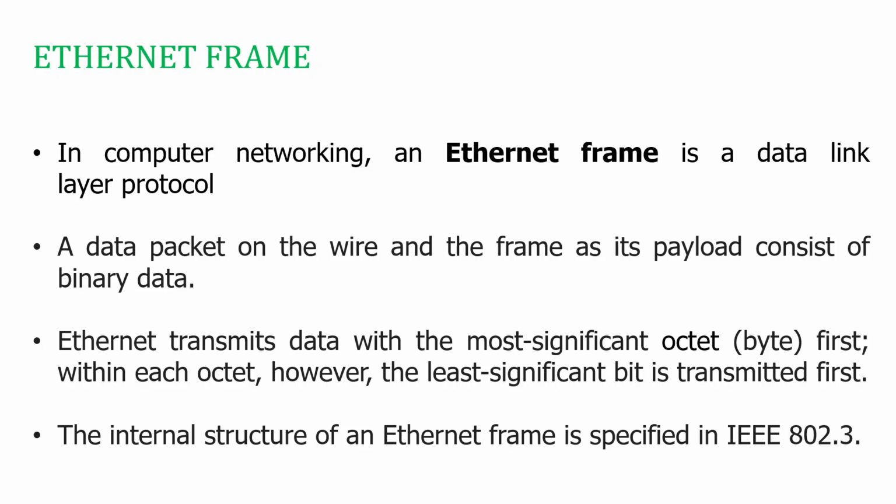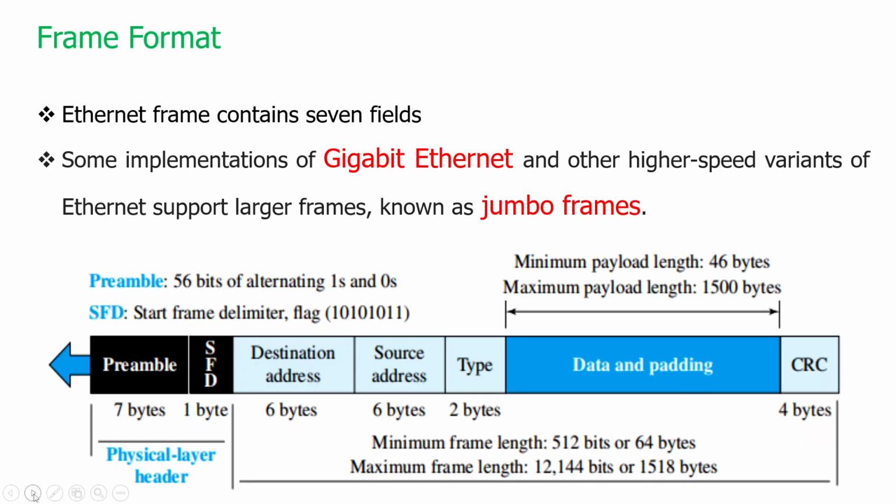It consists of a number of octets. Among those octets, the most significant octet will be transmitted first, but within each octet, that is within each byte, the least significant bit (LSB) of the byte will be transmitted first. The internal structure of the Ethernet frame is specified in IEEE 802.3. This is the image which shows the Ethernet frame.